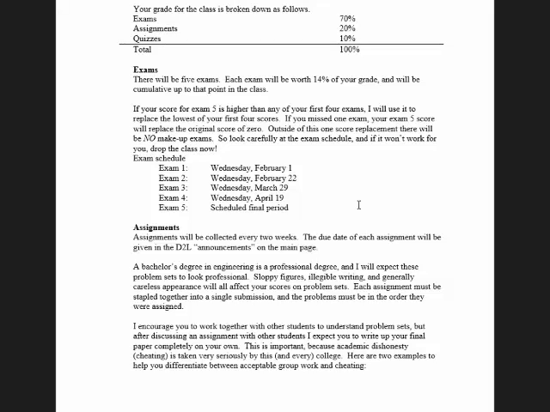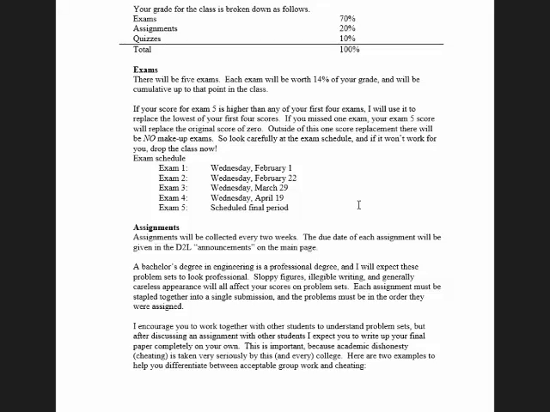I want these assignments to be done neatly. I think that's an important part of developing towards being an engineer who works in a professional environment. And so I expect them to be paper clipped or stapled. I expect the problems to be in the order that they were assigned. So don't have number 4 after number 8 or whatever. I want them in the order that I assigned them.